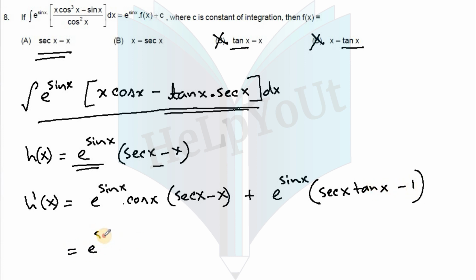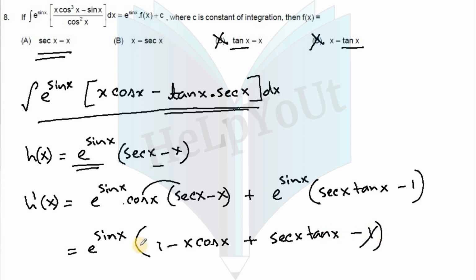E to the power sin x goes outside. So this becomes cos x times sec x is 1, then minus x times cos x plus sec x times tan x minus 1. The 1 cancels. Here see, we got minus with x cos x and plus with sec x tan x, so we had to take the minus outside. If we had switched the sign here, this would have made x minus sec x. That would be option B. Using this process also you could solve it in time.